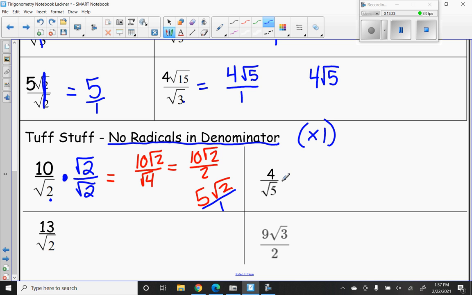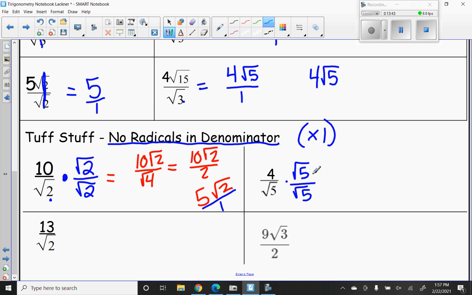One more time. This is 4 divided by radical 5. I'm going to multiply by 1 to get rid of that radical 5. And what does it need to look like? Radical 5 over radical 5. That does come out to be 1.